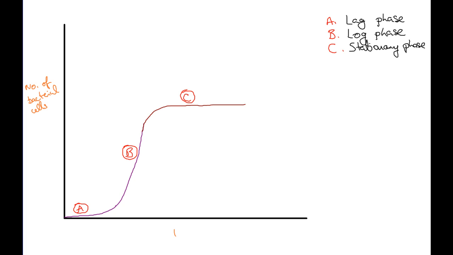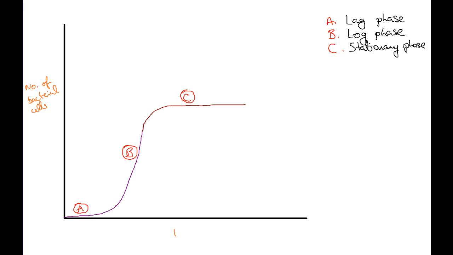The reason that this is flat here is not because there's no growth at all. And remember, this is just the number of bacterial cells in the population. So the population is actually staying steady here. The numbers in the reactor are the same. And the reason for that is because the number of cells that are dying is equal to the number of cells that are reproducing. So the number of new cells, if you like.